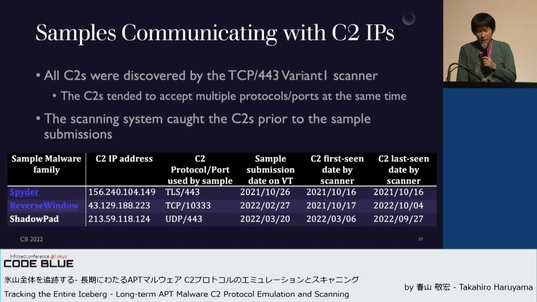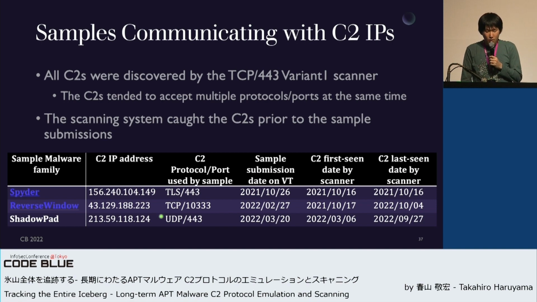As shadow path is more prevalent than WinNTI version 4, I could identify 3 samples on VirusTotal communicating with the discovered shadow path C2 IPs. All malware are utilized by PRC-linked cyber-espionage threat actors. Spider is used by APT41. Reverse window is used by Royu, named by CB22.